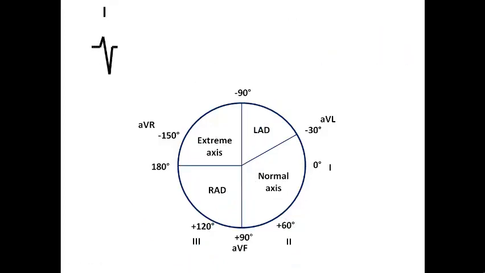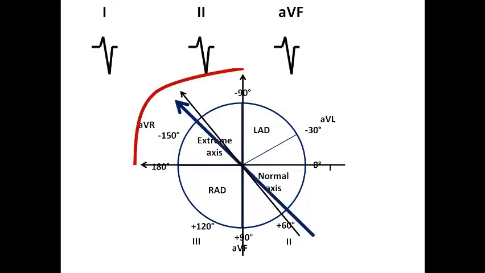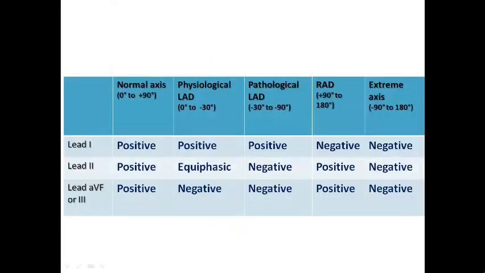Last example here, lead 1 is negative, so it is directed toward 180 degrees. Lead 2 is also negative, so it is directed towards the right upper quadrant at minus 190 degrees. aVF is also negative, so it is directed at minus 90 degrees. So sure it is an extreme axis deviation, between minus 90 to 180 degrees.